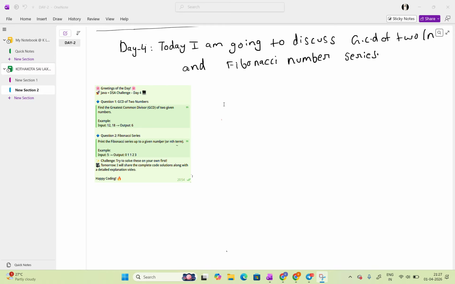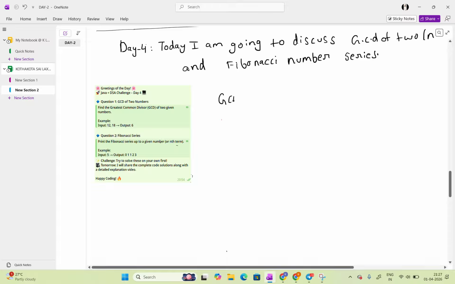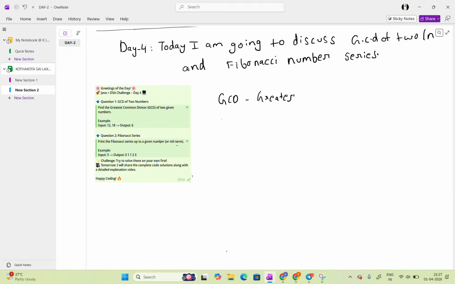So before starting the session, I'm going to take a few examples of GCD of two numbers, then you will get good clarity. Okay, GCD is nothing but greatest common divisor. Greatest common divisor. So I think there will be a brute force approach and one will be an optimal approach. Okay, so don't worry, I'm going to discuss both approaches and you'll get good clarity of the question.